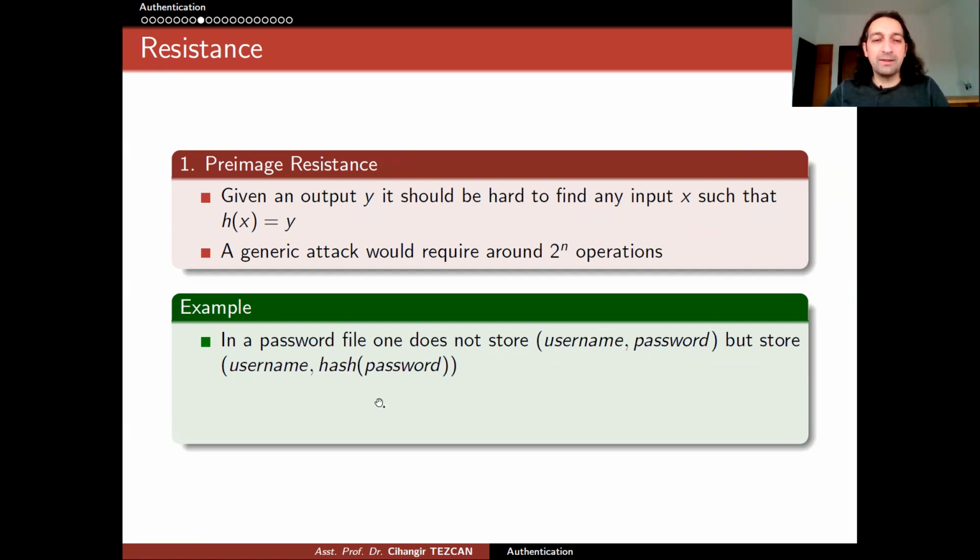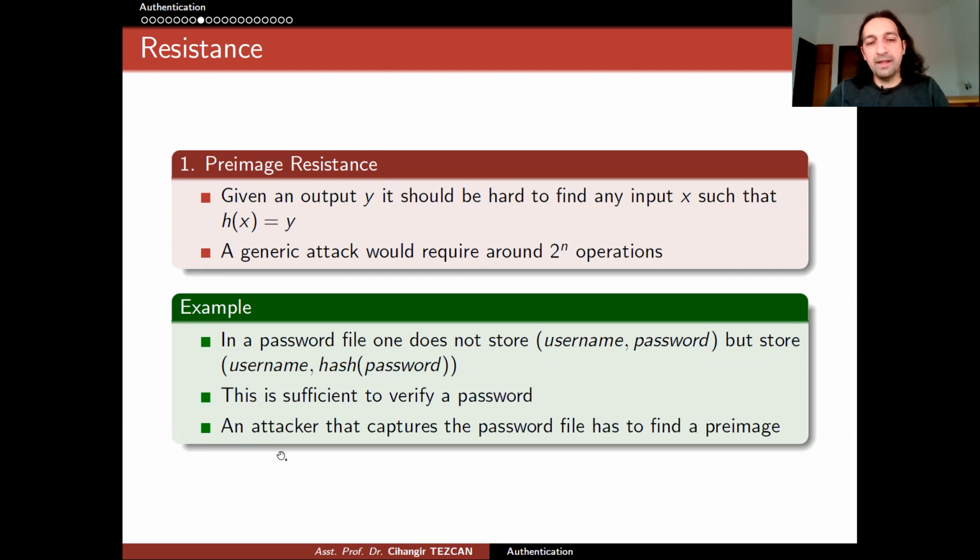But if you store it the hashed way, this gives you one more layer of security, because an attacker that captures the password file would only capture the hash of your password, which is Y. So in order to log in, they need to find the preimage for this output, which is hard if your hash function is secure.